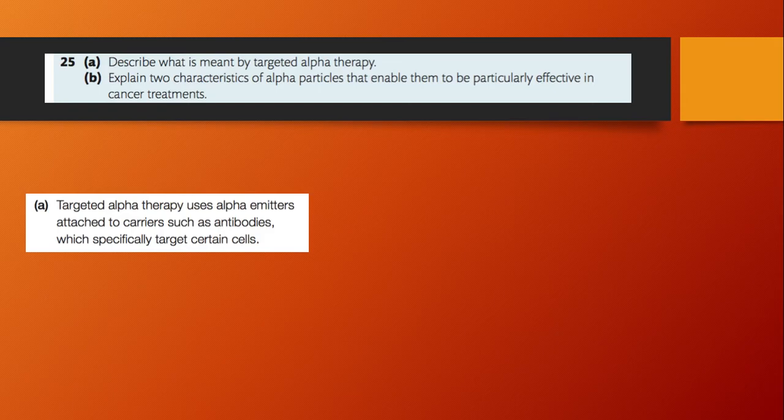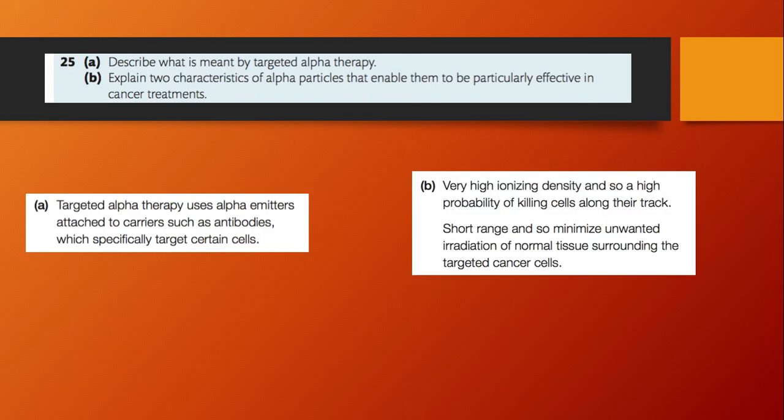25B, explain two characteristics of alpha particles that enable them to be particularly effective in cancer treatments. So, alpha particles have a high ionizing density, so they have a high probability of killing cells along their track, so they can be really targeted. They have a short range and so minimize unwanted irradiation of normal tissue surrounding the targeted cancer cells.